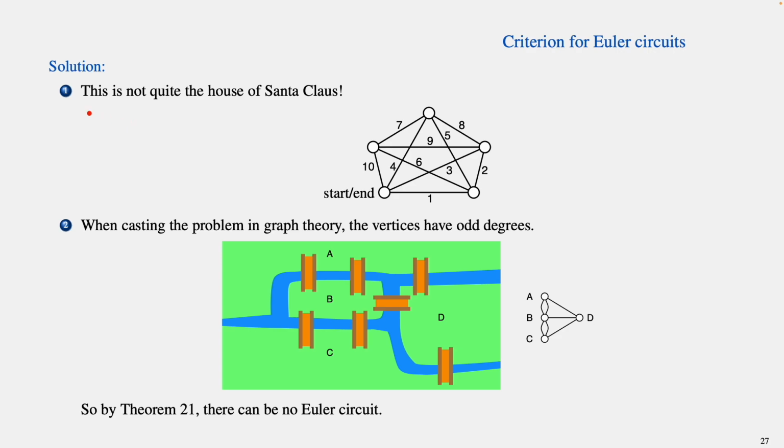Okay, I hope you invested some time in this. So here in our not quite House of Santa Claus, we have the following Euler circuit. We start at this vertex here, but we could have started at any other vertex. There are many different possibilities, so this is just one. And this is not quite the House of Santa Claus. Beautiful. So we arrive at the end again after having used each edge in the graph precisely once.